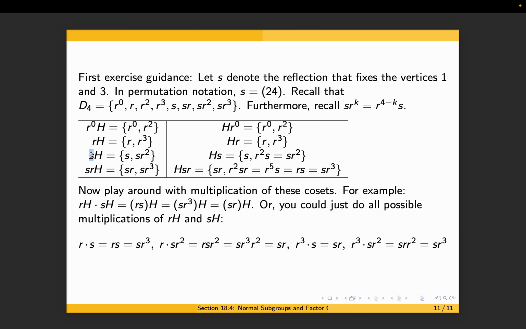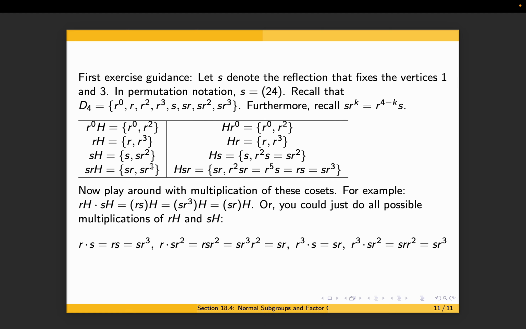So now let's pick some other group element. I picked S. Notice we haven't dealt with a reflection yet. So if you do S times the subgroup, well, S times do nothing is S. S times r squared is SR squared. Okay, what about on the right? If you do nothing followed by S, you get S. If you do r squared followed by S, you get r squared S. But this formula here lets you just scoot that S right over. You get SR squared, and so now notice these two cosets line up with each other.